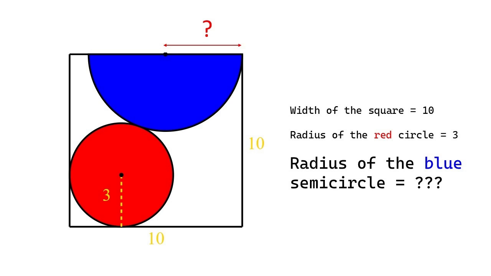Hi guys, in this question, we are given that the width of the square is 10 and the radius of the red circle is 3, and we are asked to find the radius of the blue semicircle.